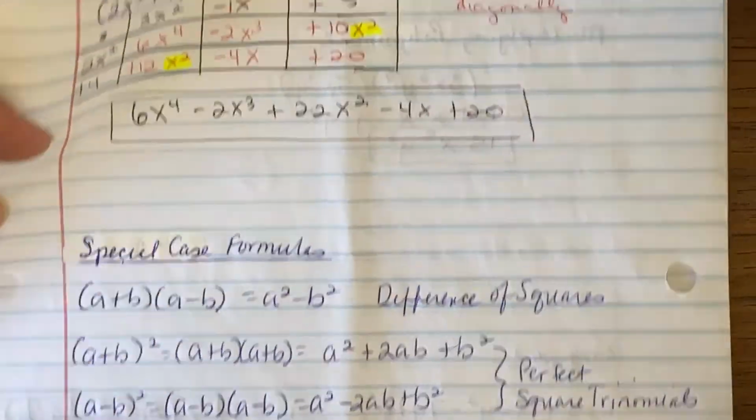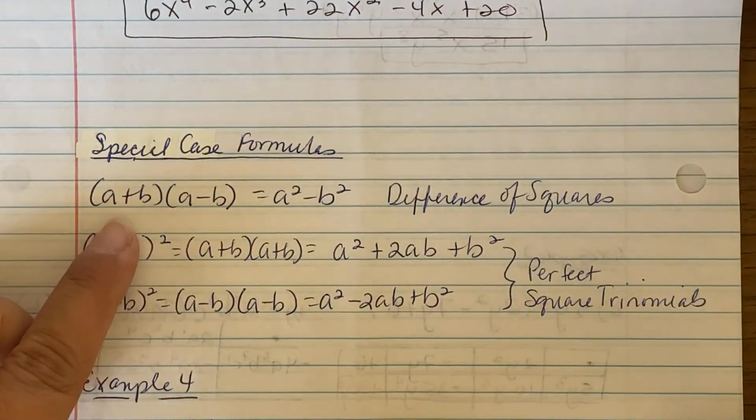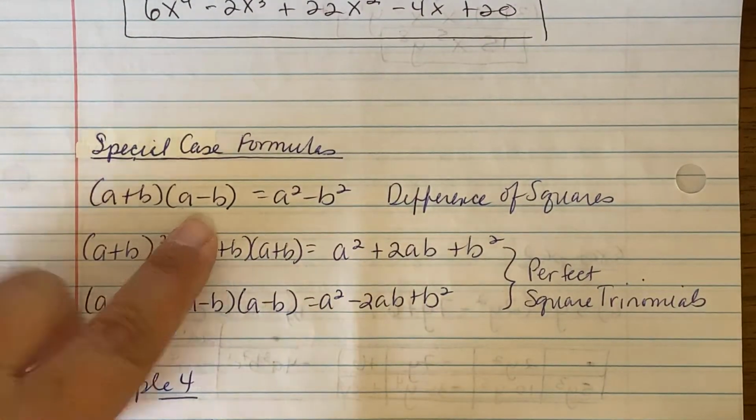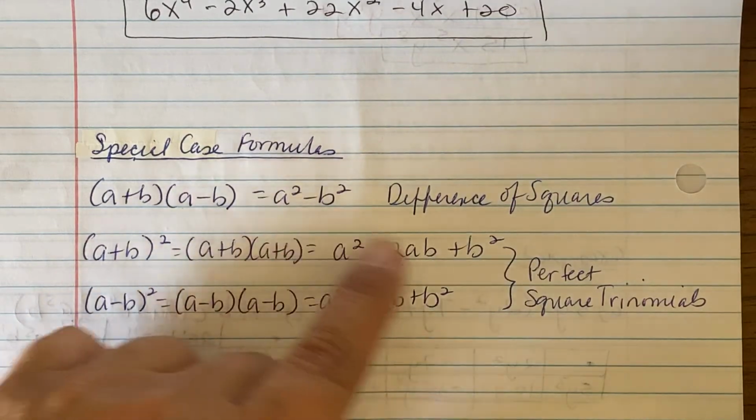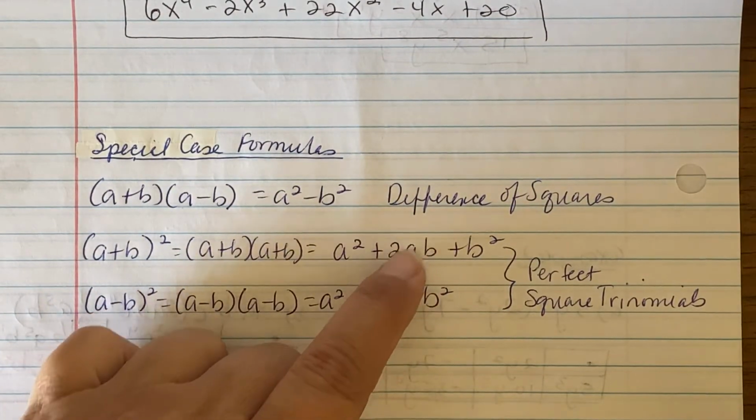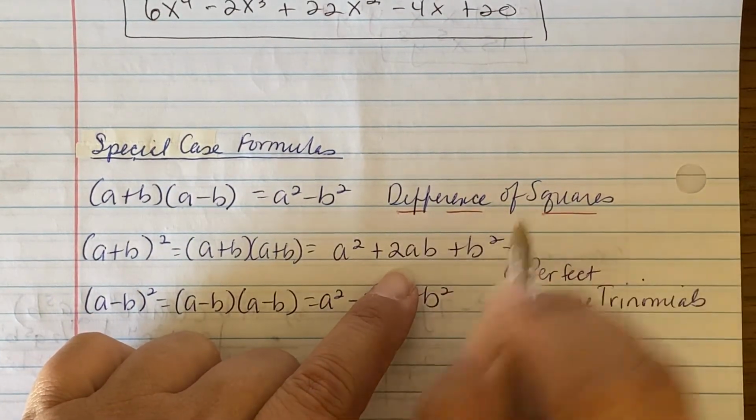Special case formulas. So if you see the parentheses of a plus b times the parentheses a minus b, it becomes a squared minus b squared. This is known as your difference of squares. So these are formulas that you should memorize.